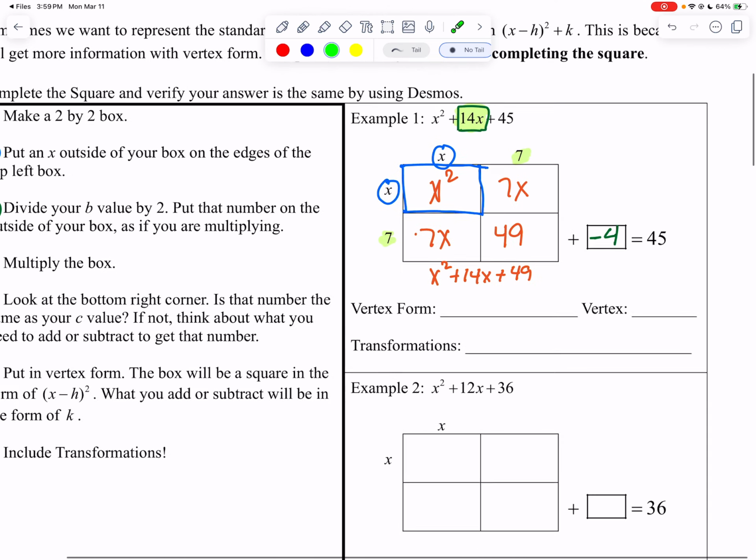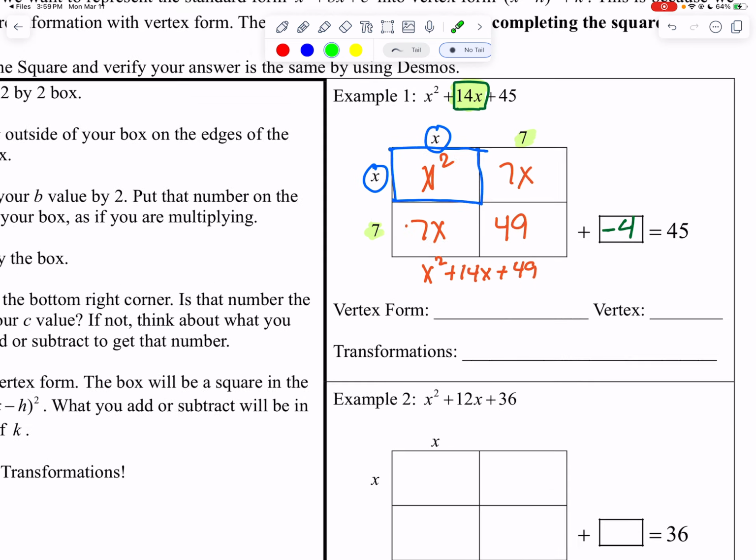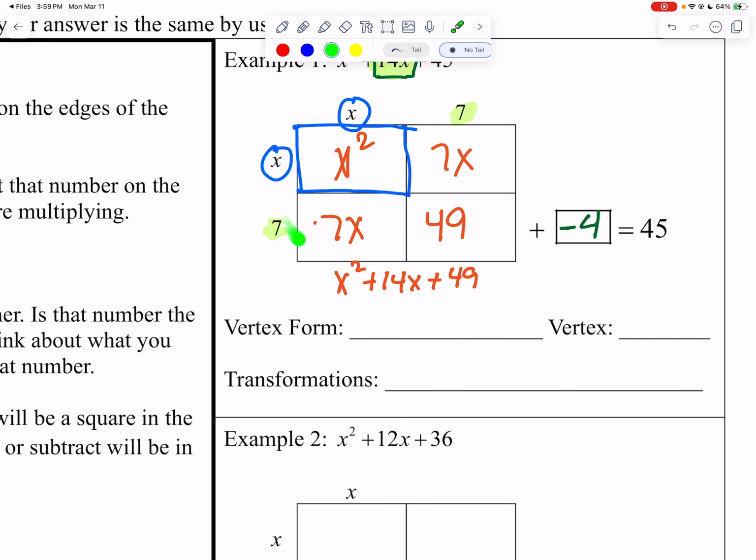Now, once we do that, we are going to put everything in vertex form. Notice how we already have a box right here. This box represents x plus 7 squared because I have x plus 7 times x plus 7. So my vertex form is y is equal to x plus 7 squared, which represents my box. And then I have this minus 4, which represents my leftover.